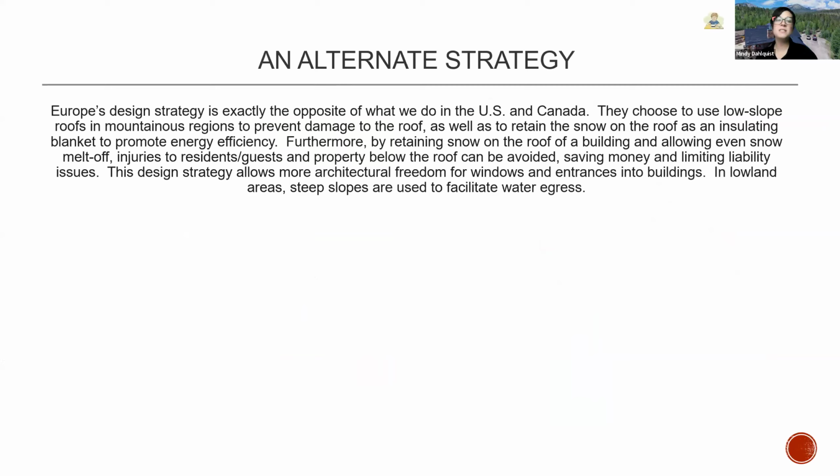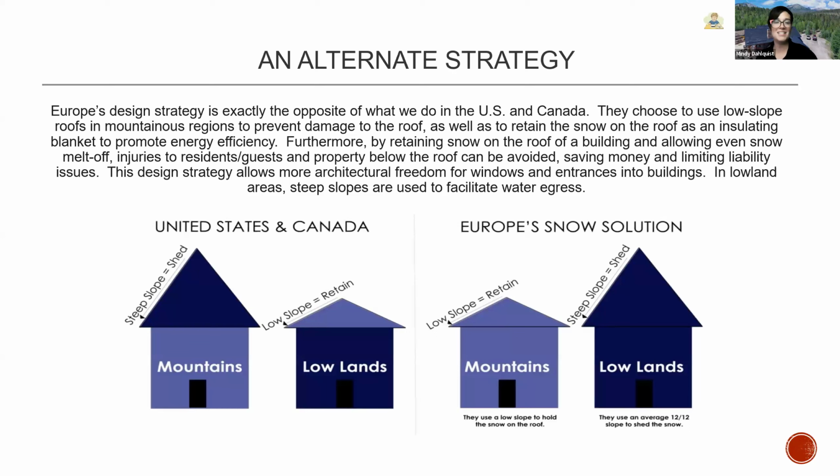Where Europe's design strategy is actually the exact opposite of what we do in the US and Canada. They choose to utilize a low slope roof in mountainous regions to prevent damage to the roof surface, as well as retain the snow on the roof as an insulating blanket, helping to promote that energy efficiency and also taking away that risk of injury to residents, guests, property below, all of those types of things.